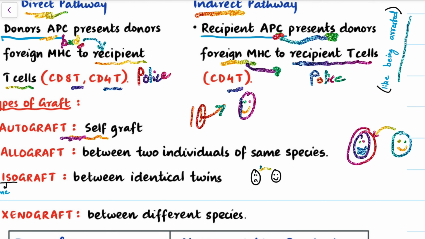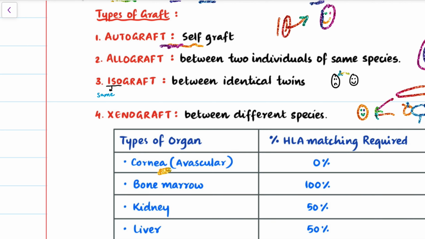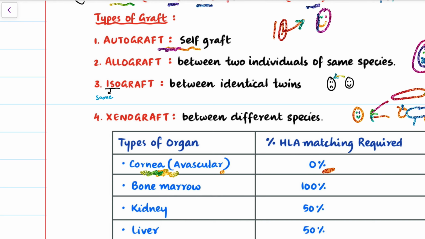HLAs are otherwise known as MHCs. The percentage of compatibility required in HLA matching is different for various organs. First of all, for the cornea, even 0% matching is fine, because the cornea is avascular, so there is no blood supply and antibodies won't be able to reach the transplanted tissue. So there's no problem in transplanting the cornea. Whereas in the bone marrow, where there is a high level of blood supply, HLA matching should be at the maximum level, 100% matching. In kidney and liver, it should be about 50%, and in the lungs and heart, it is 0%.